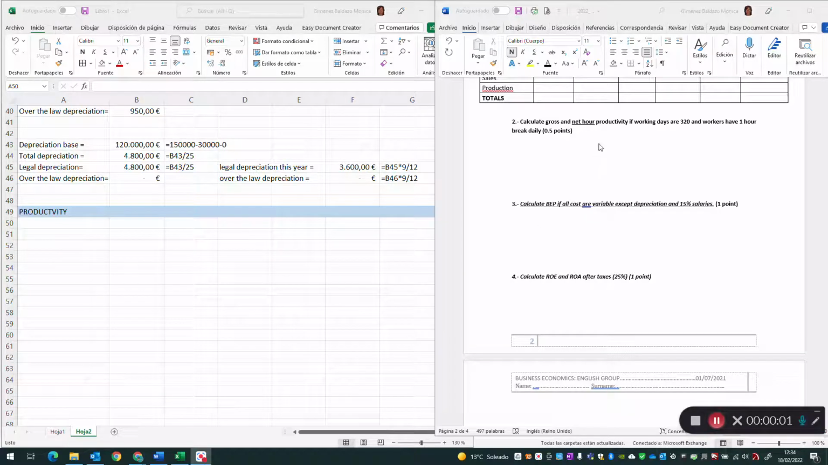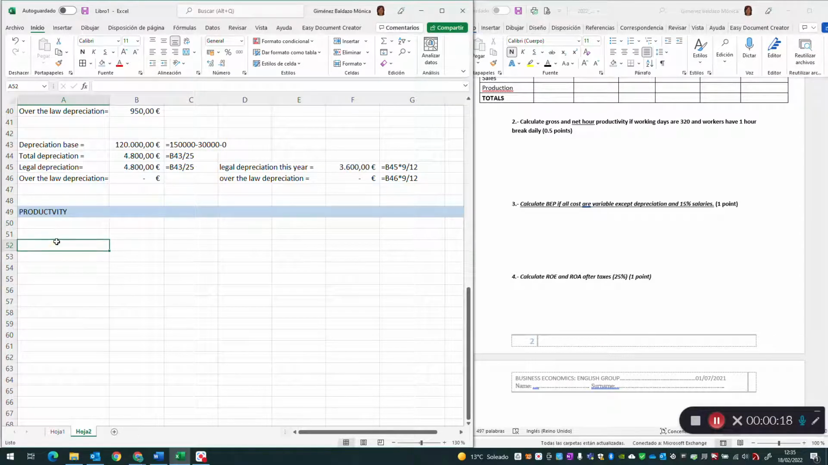We're going to do now the second question of the exercise, which is calculating gross and net hour productivity if working days are 320 and workers have 1 hour break daily. So let's remember the kind of information we need for productivity. On the one side, we need the number of units produced. Then we need the number of workers.